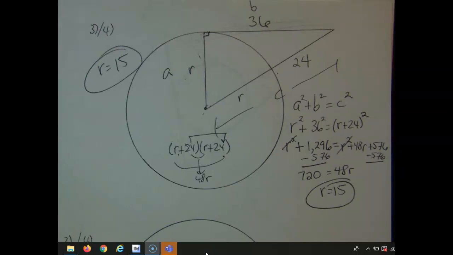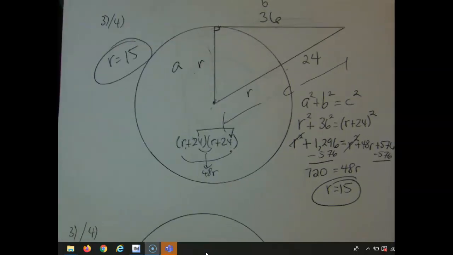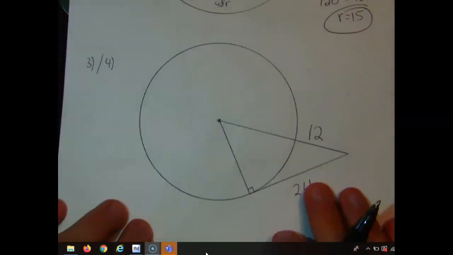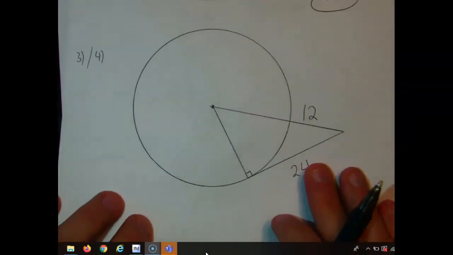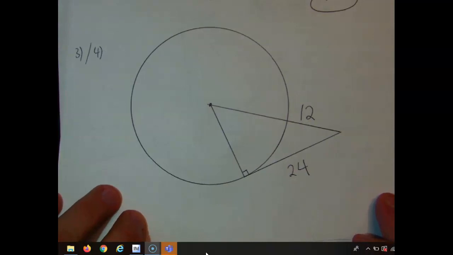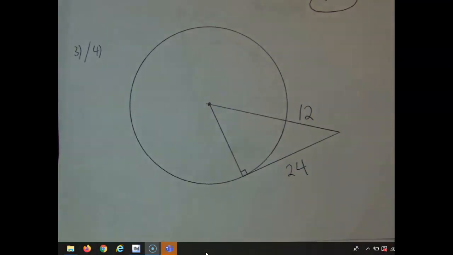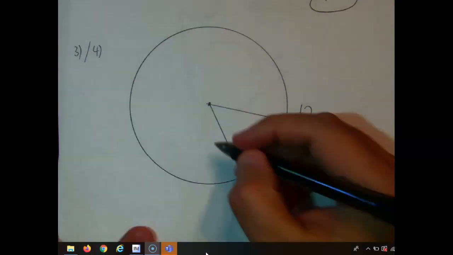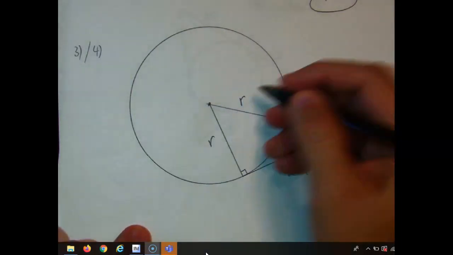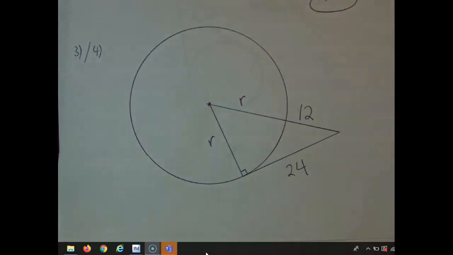So I'm going to give you another one. Pause the video, try it, and see what you get. Find the radius of this circle. Alright, so let's see what we get on this one.